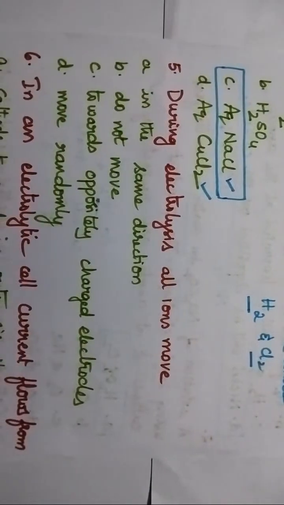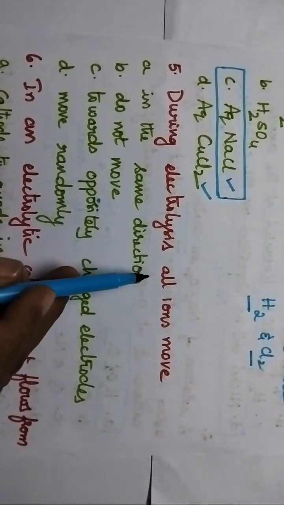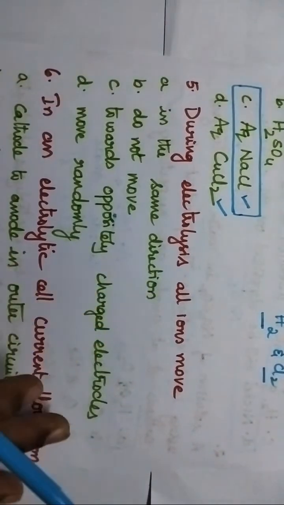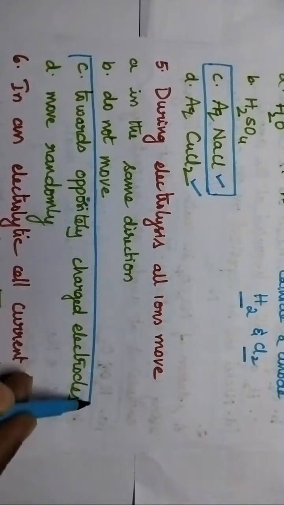Next, moving to the fifth question. During electrolysis, all ions move. I will read the options. A, in the same direction. B, do not move. C, towards oppositely charged electrodes. D, move randomly. Very good. Vaishnavi, Sarath Kumar, Priceless Brains, Durga, Rebecca, Aditya. Everyone gave the right answer. Very nice. Ions will move towards their oppositely charged electrodes.